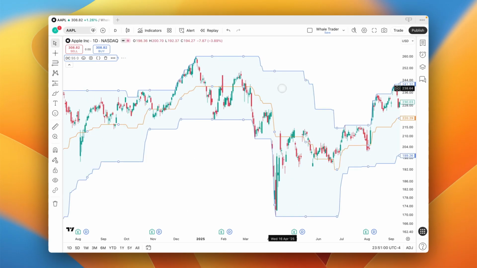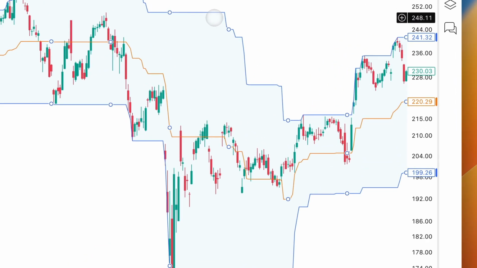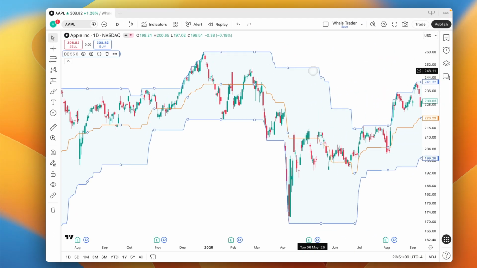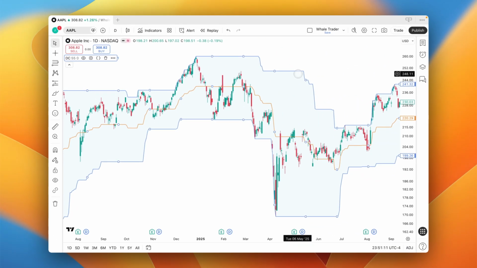Now, you'll notice the channel width. Tight converging channels mean the asset is coiling, and wide channels mean high volatility, whereas tight channels often precede big breakouts. You can also confirm this with volume, because a breakout on heavy volume is typically real, whereas on light volume it usually fails.